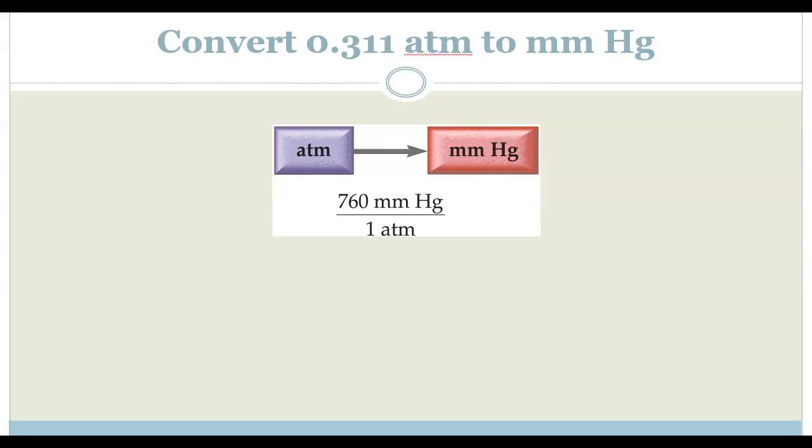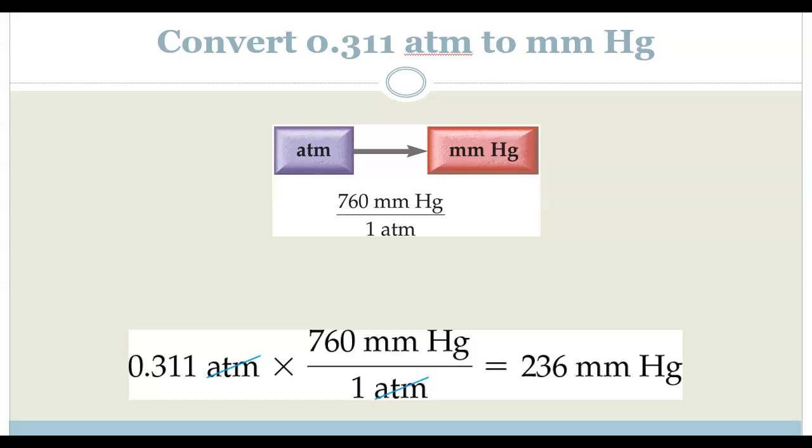So if we were converting 0.311 atmospheres to millimeters of mercury, we would use the conversion as shown. And so our problem would look like this. We'd be back to our different conversions and the dimensional analysis that we've done before.